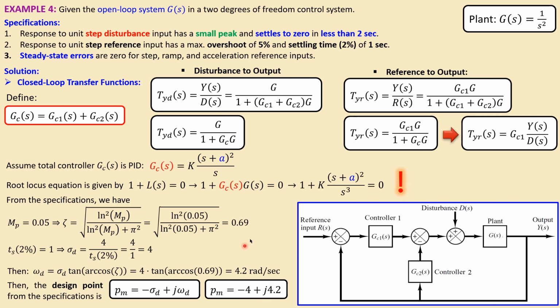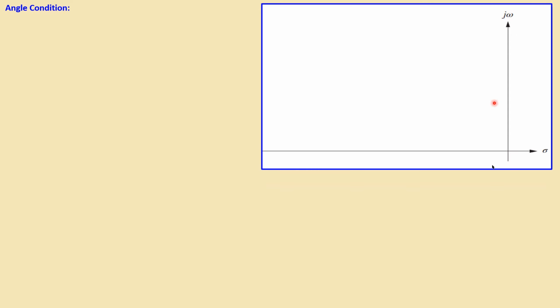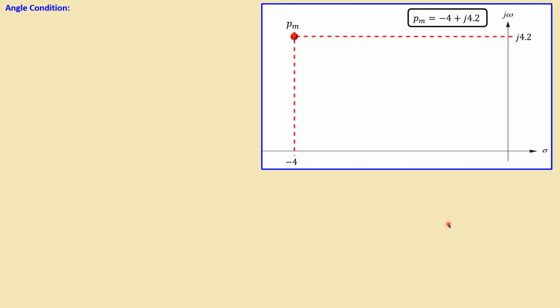Once we have this, we can move on with the root locus equations and the separate steps. First was the angle condition. Again, we draw a sketch, so we make a real and imaginary axis, and we look at our PM, the design point, and here we have the design point designated with the imaginary value and the real value, so it is the PM. We also know that this is our root locus equation.